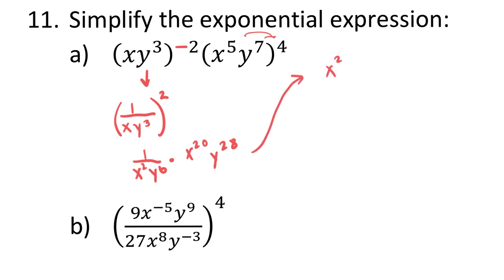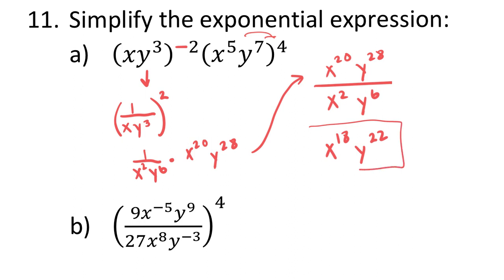Okay, so we have x to the 20th, y to the 28th times 1 over x squared, y to the 6th. And I'm going to reduce. So we've got x to the 18th, y to the 22nd. And every single variable is only listed once. We have an exponent with no parentheses, no negatives, so we are good. That is reduced.